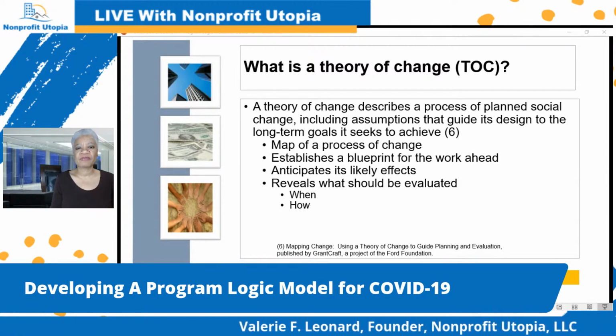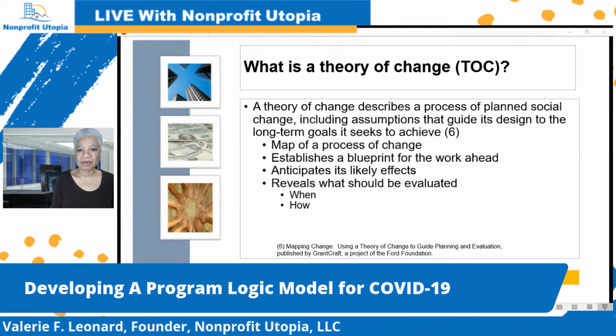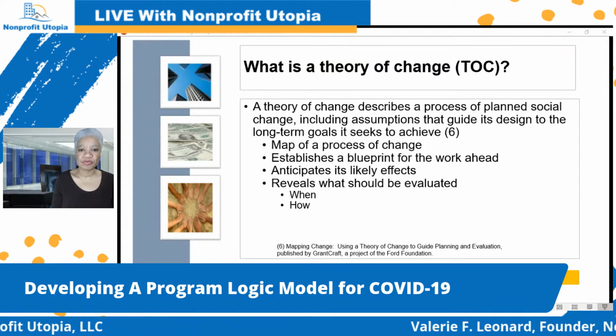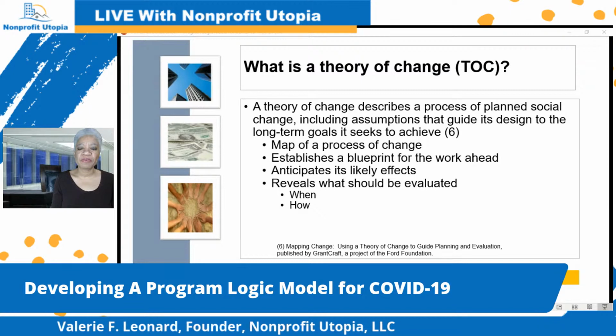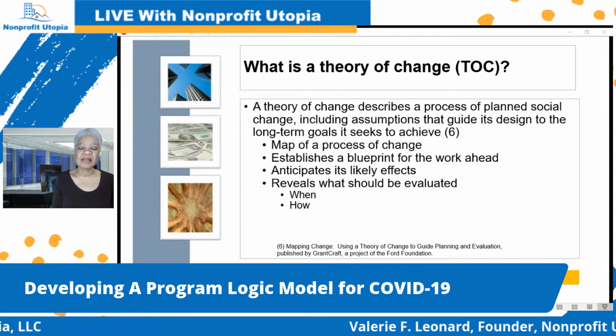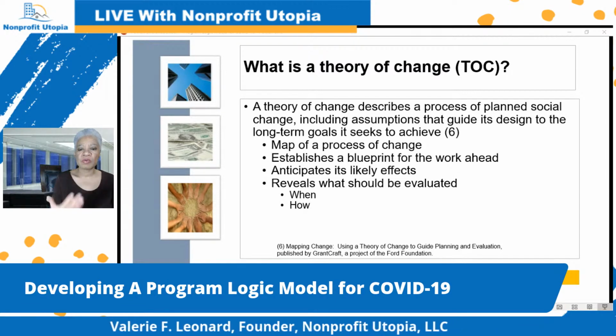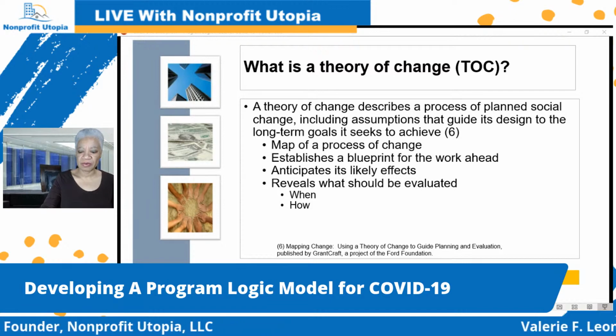And when I say causes and effects, I'm talking about the causes of the problem and the effects that the problems have. And then you also want to be able to suggest interventions that will be proven to actually solve the problem. So basically, it's a blueprint for the work ahead, and it describes the likely impact of not doing anything as well as the impact of your work. And it also talks about when your work should be evaluated and how it should be evaluated.